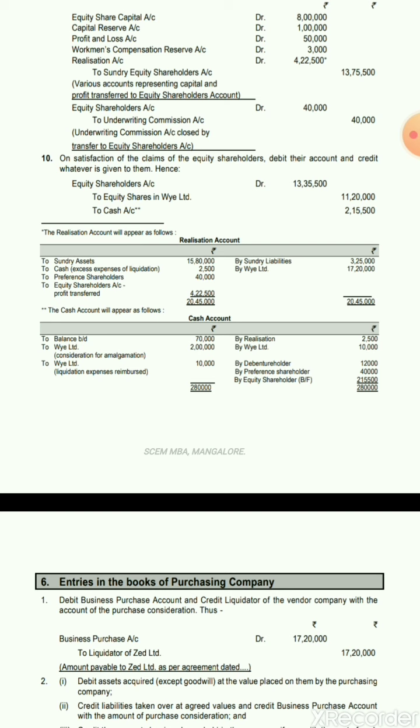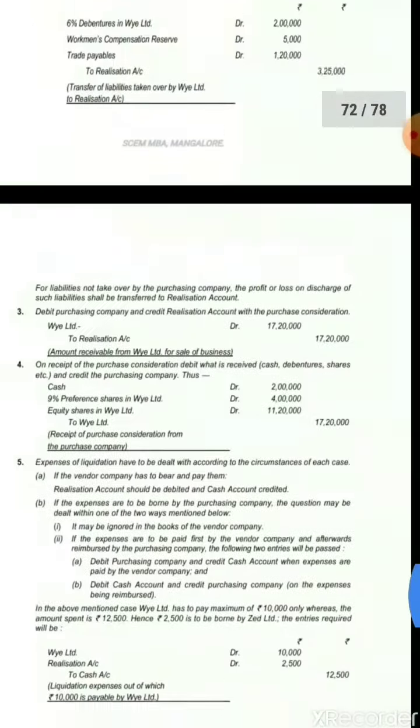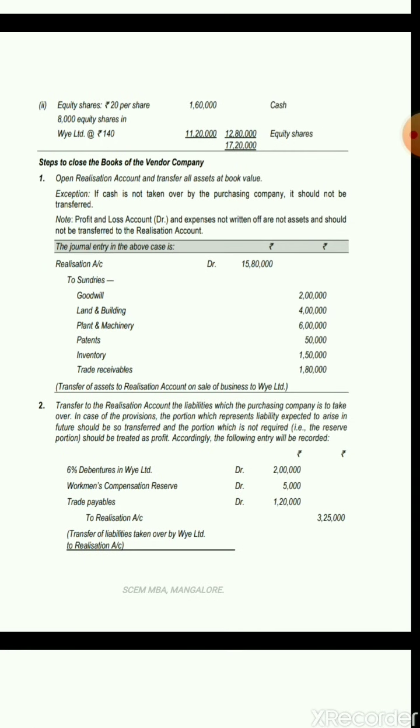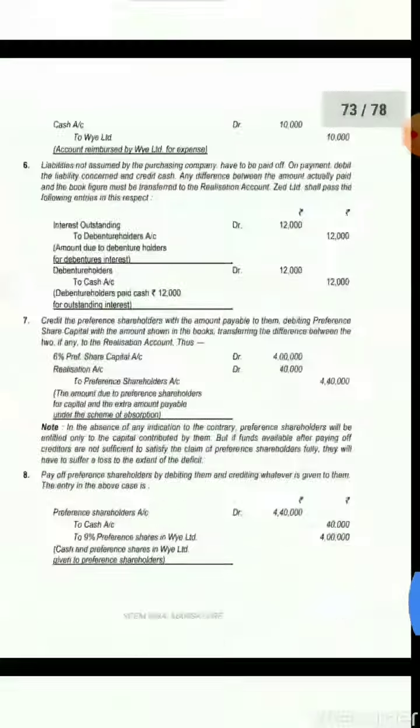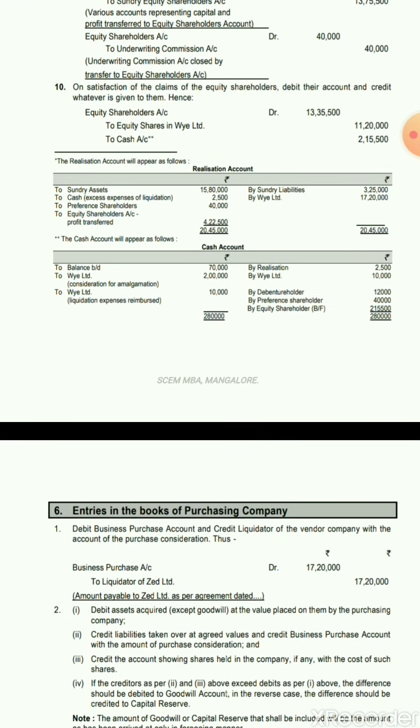So here, this particular debit entry, these assets have been debited to the realization account with 15,80,000, right? See the first entry there, the total amount of assets is 15,80,000. The value of assets which are being taken over at book value is 15,80,000. Then to cash. So why is this being made? Because the liquidation expenses of 2,500 are met by the transferor company. Then to preference shareholders, preference shareholders have been paid extra, which is 40,000.